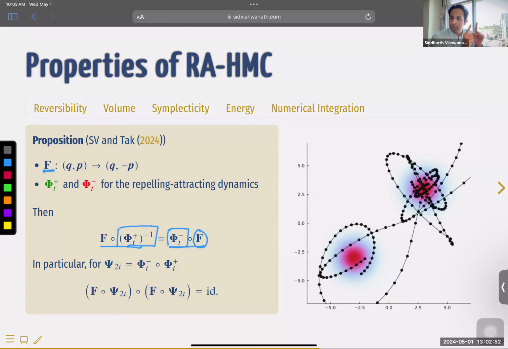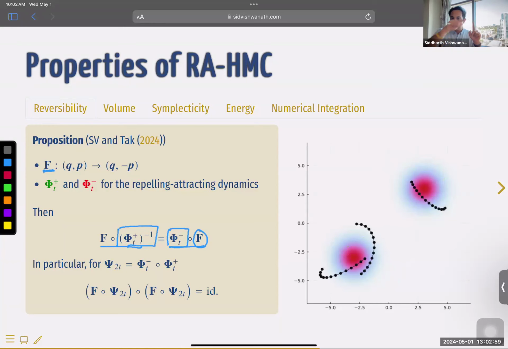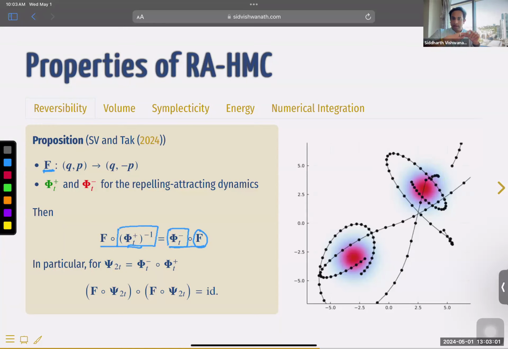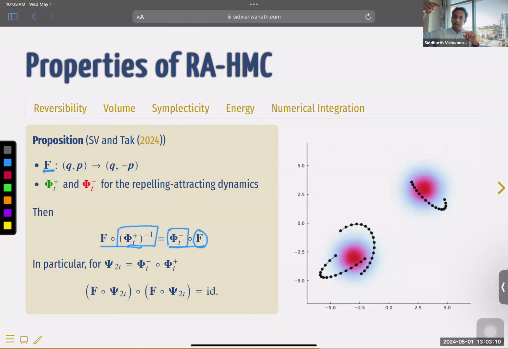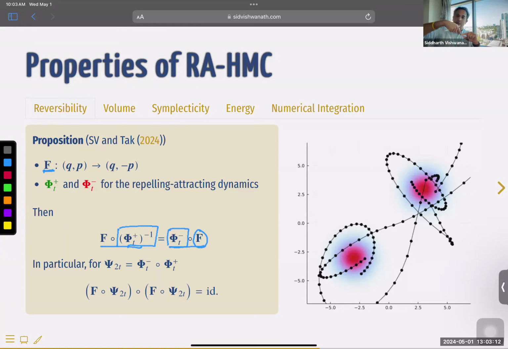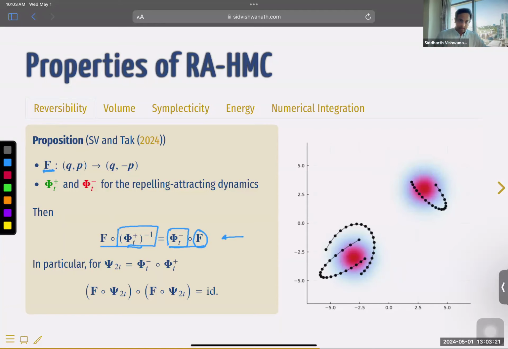So if you don't do the momentum flip operation, then if you just run the backward dynamics after running, let's say, repelling and then attracting from the repelled state, it's not going to bring you back to where you started off from. You have to perform a momentum flip and then do attracting dynamics if you want to come back to the place where you started off from. So this was a particularly interesting result.